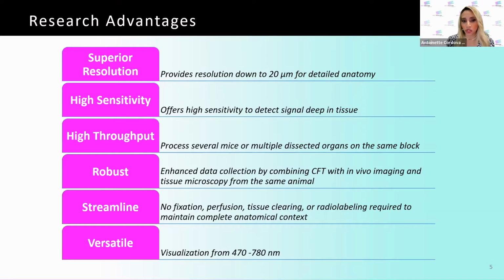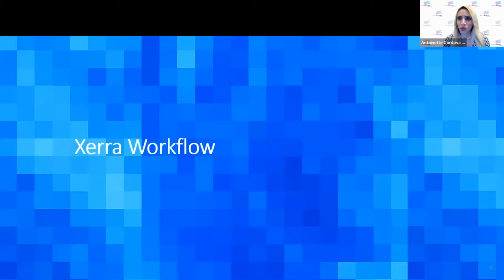In addition, it's also streamlined. What's great also is that these tissues, when we actually image them, you don't have to fix them, you don't have to perfuse them. There's no tissue clearing or radiolabeling required to maintain the anatomical context of whatever you're interrogating, whether it be a whole animal or a brain or a kidney or a liver, whatever you're looking at. And it's also, as I mentioned, just really versatile because of the wide range of our visualization that goes from 470 to 780 nanometers. So let's speak a little bit about the workflow.